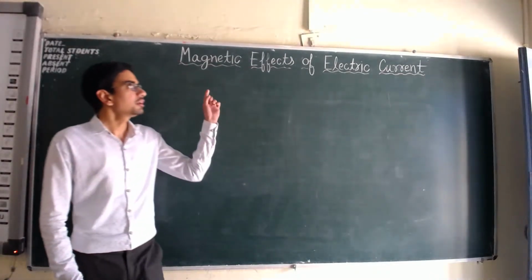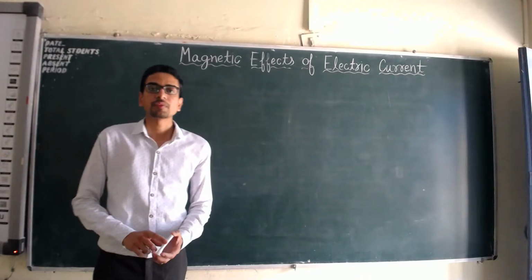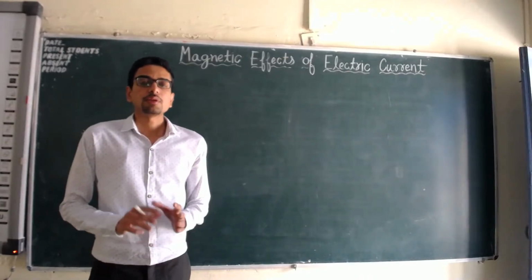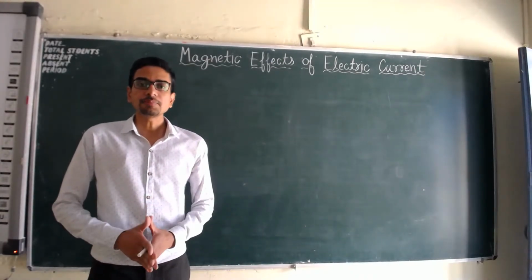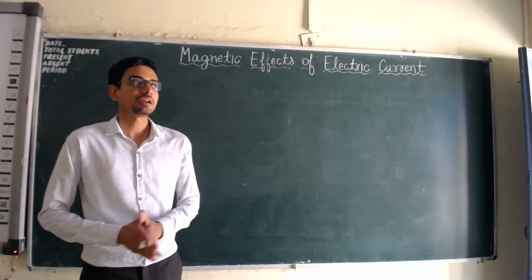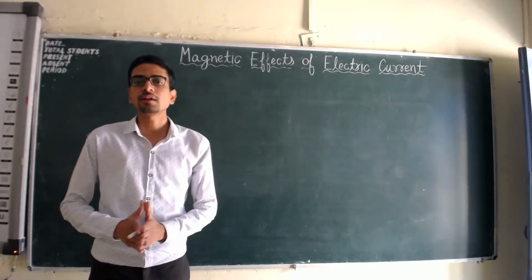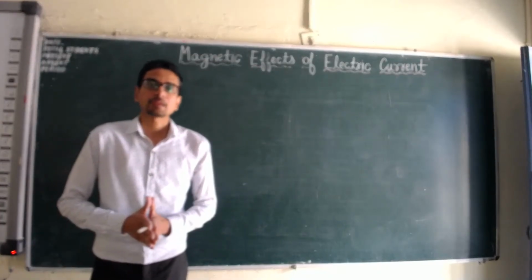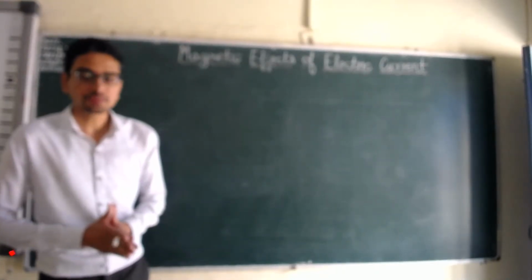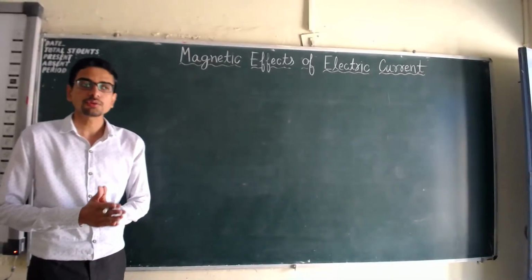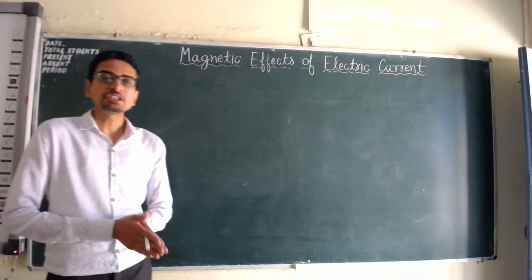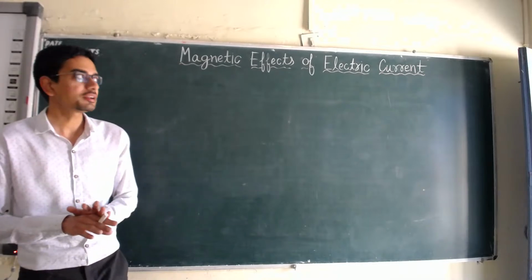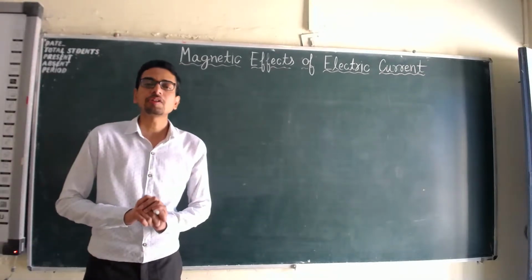Chapter 13, magnetic effects of electric current. You have already studied about electricity, in which you studied about current. You know what is current, what is potential difference, what is resistance. You know the difference between charge and current, and the difference between potential and potential difference. All of that you have studied in the chapter electricity.